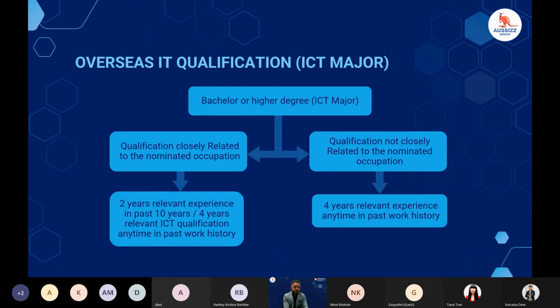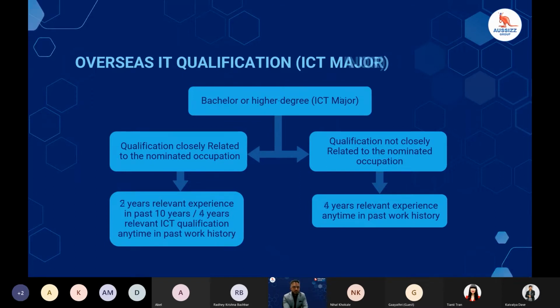If your qualification is closely related to that occupation, so if you look at your subjects and there are subjects that relate to the occupation that you've chosen, then you need 2 years of work experience in the relevant occupation that you've chosen. A lot of people make a mistake: their degrees are highly relevant in networking, but they have work experience as a software engineer. So they don't need 2 years of experience, they need 4 years, which is the second part: if your qualification is major in ICT but not related to the nominated occupation, then you need 4 years of work experience to get the positive skills assessment.